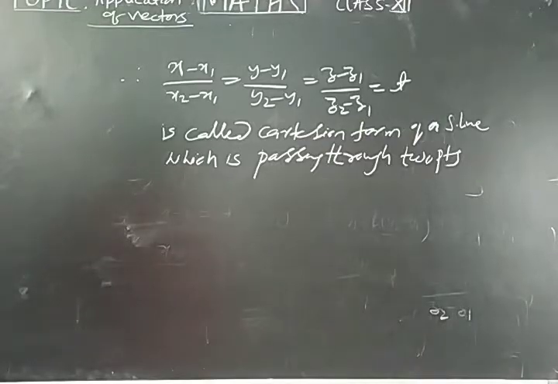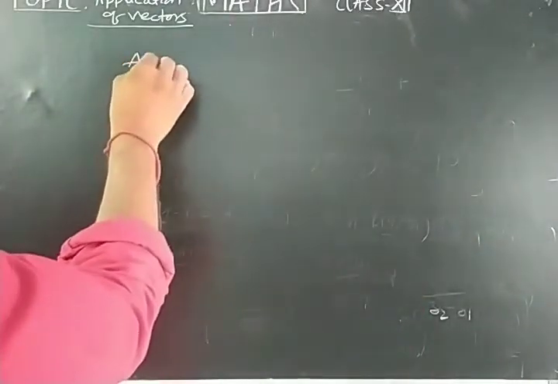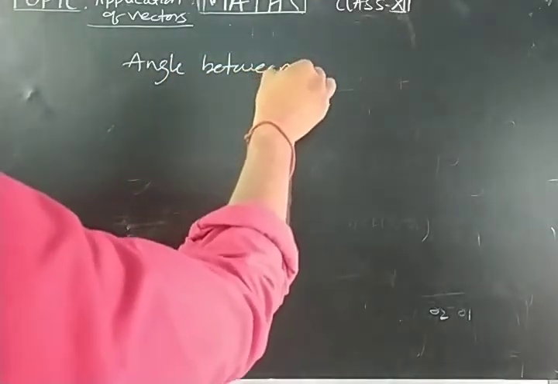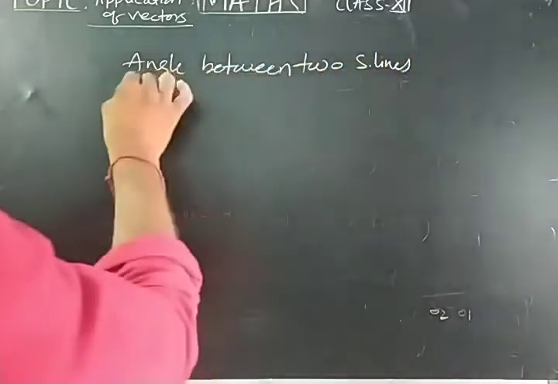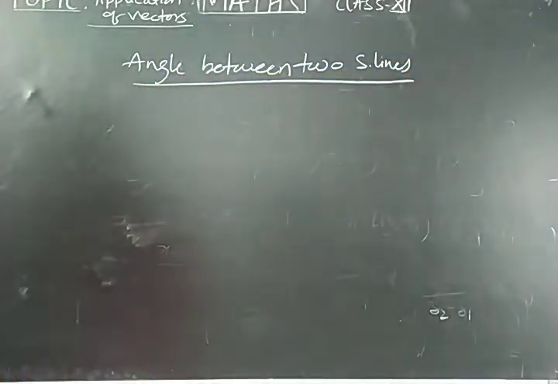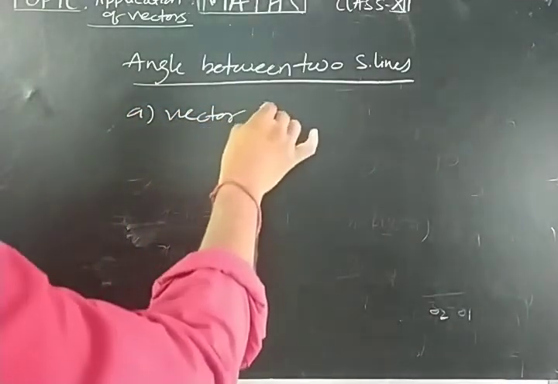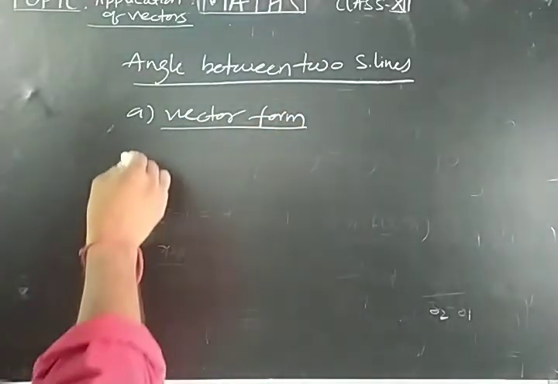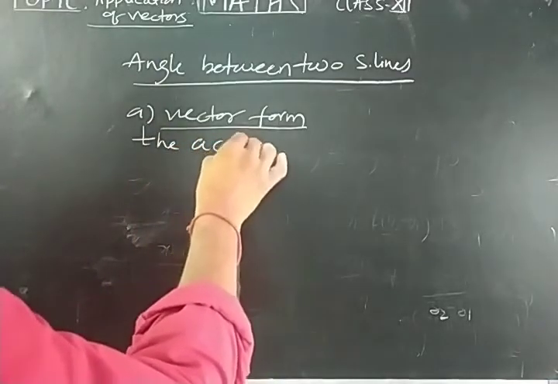Angle between two straight lines. Next formula, angle between two straight lines. First one in vector form. How to find the angle? If you have straight lines in vector form, how do you find the angle? Right? Vector form.